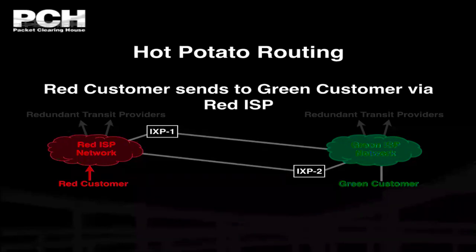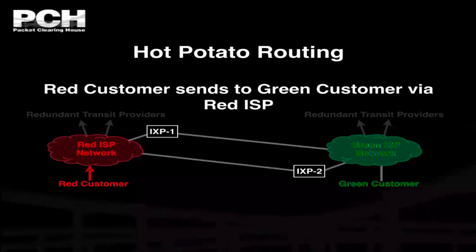Please, can you deliver this packet for me to, well, whoever the green customer is going to be. The red ISP takes the packet, looks at the destination, and says, you're destined for the green network. I know two ways to get to the green network. I can get to IXP1, which is on the left-hand side, or I can send the traffic all the way down to IXP2, which is way down on my right-hand side. It's a much longer path away from me.